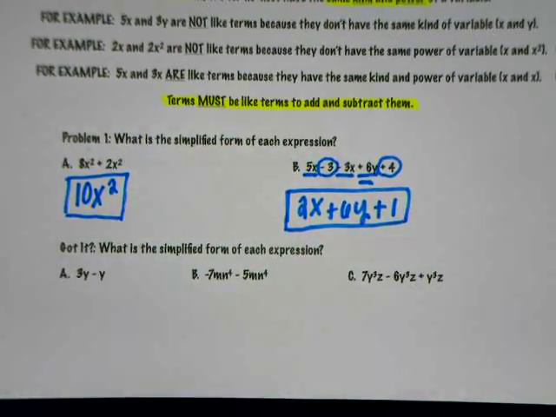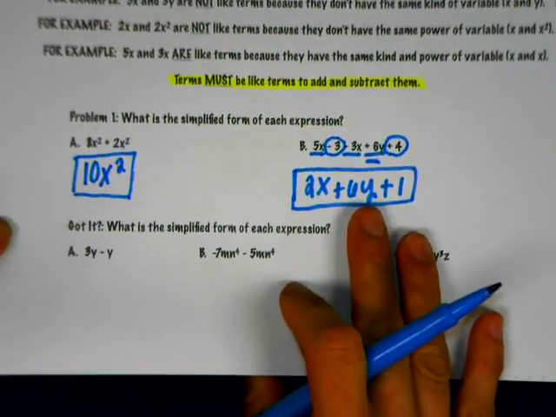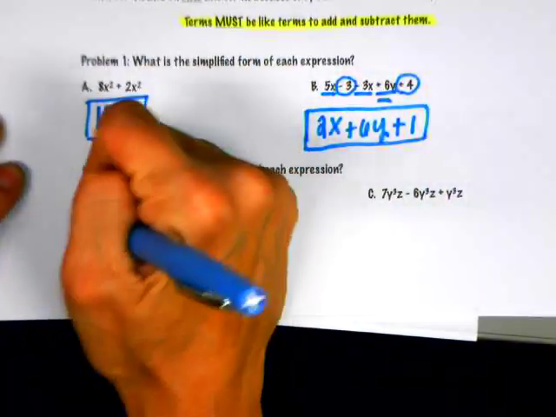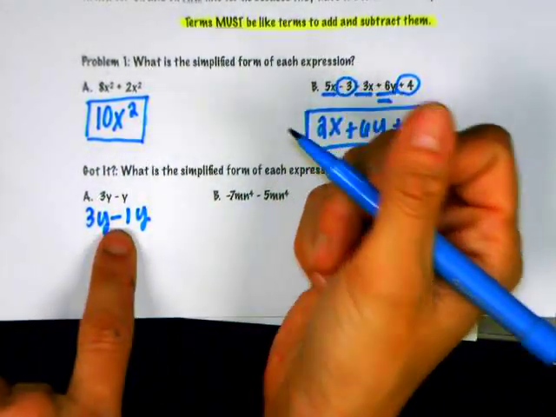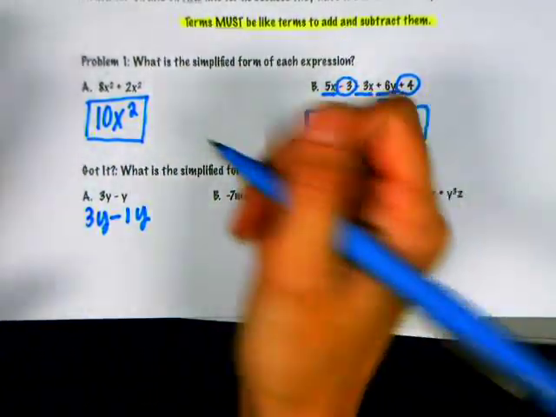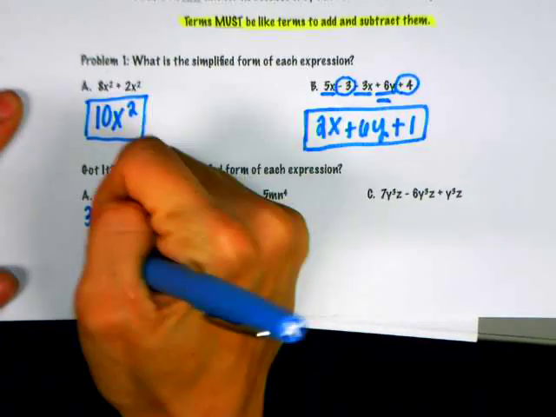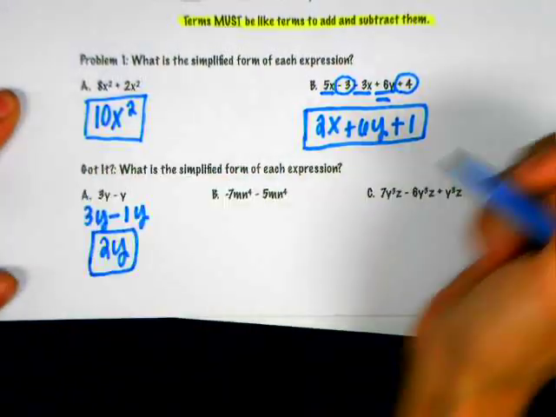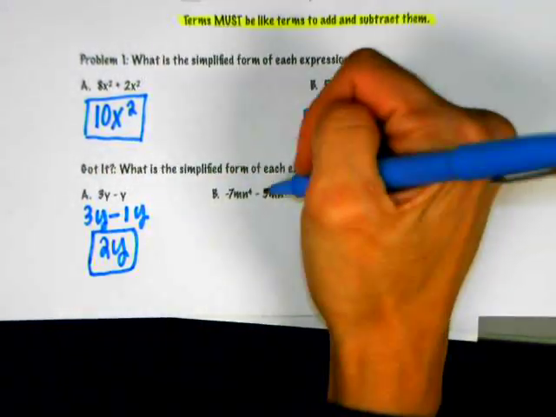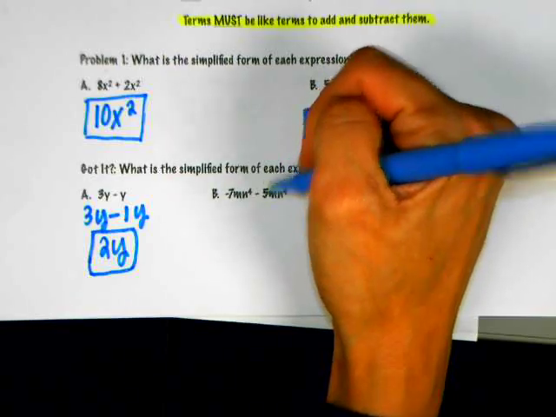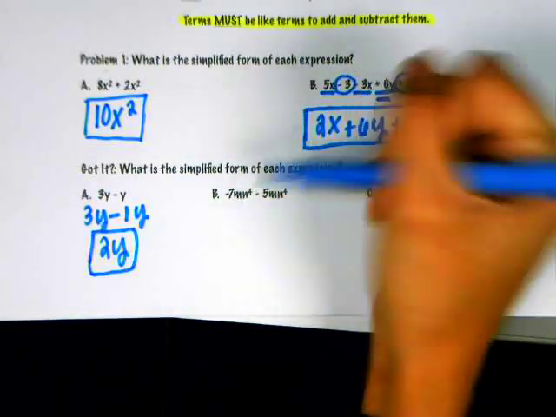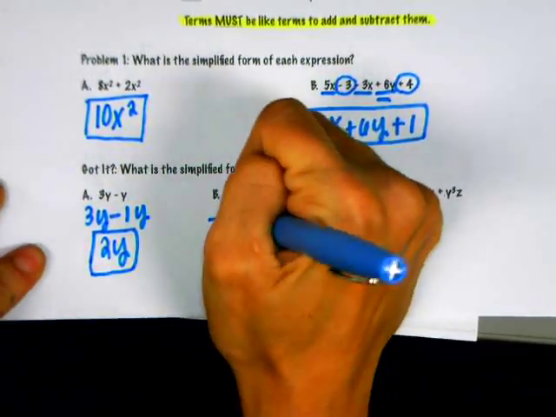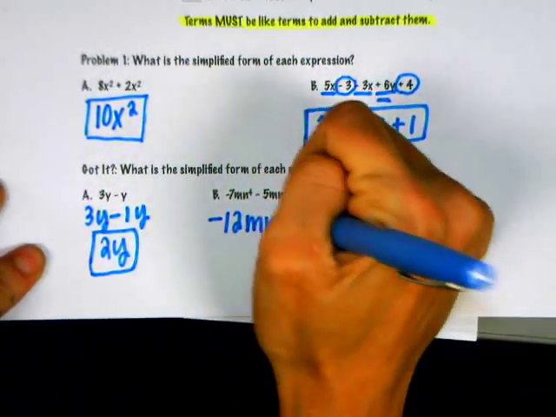All right, so for A, 3y minus y, so that's going to basically be 3y minus 1y. So there's always like an invisible 1 in front that it counts as. So that one you should get 2y. Negative 7mn to the fourth minus 5mn to the fourth. You're just doing negative 7 minus 5, which is negative 12. And keep the mn to the fourth.